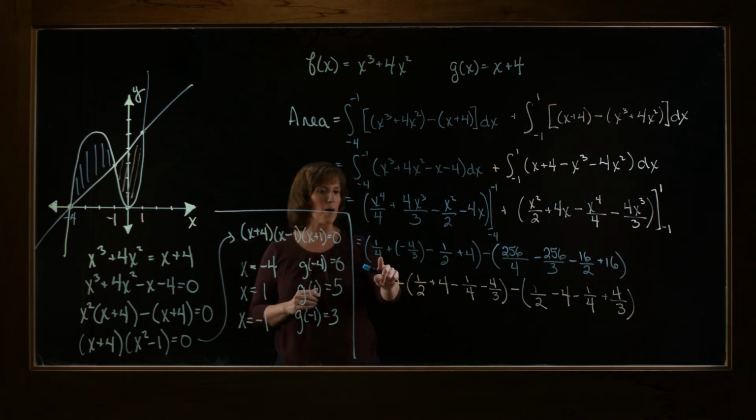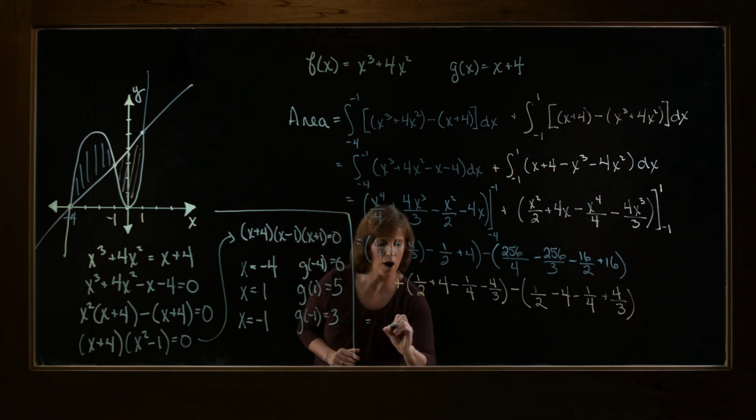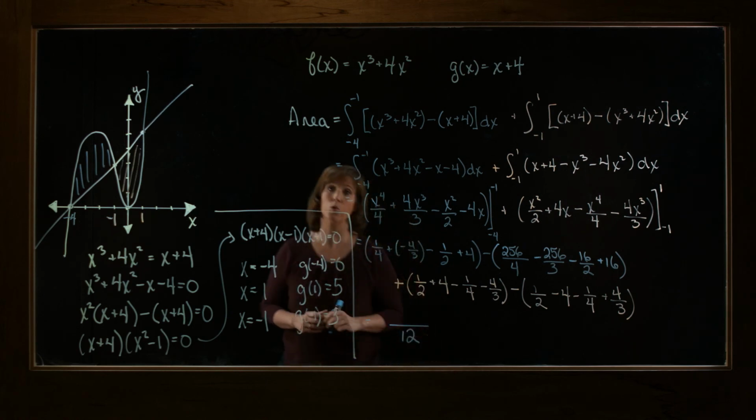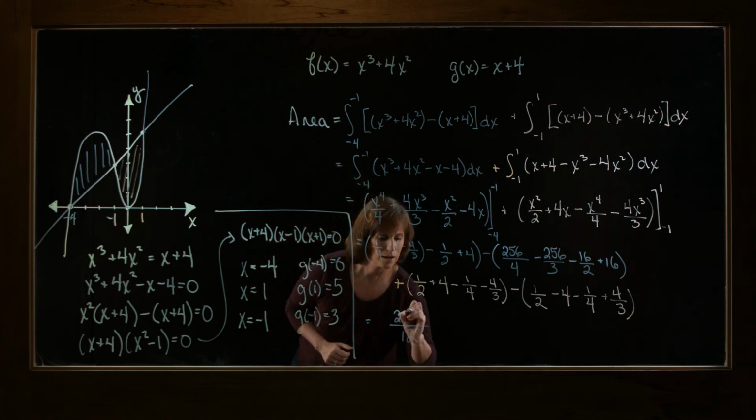Okay, now there's a lot of number crunching to do here, but it's just adding and subtracting with fractions. And if you notice, the denominators are 4, 3, 2s, and 1s. So I'm going to end up with a common denominator of 12. And when you combine all these fractions together, the numerator will be 253.